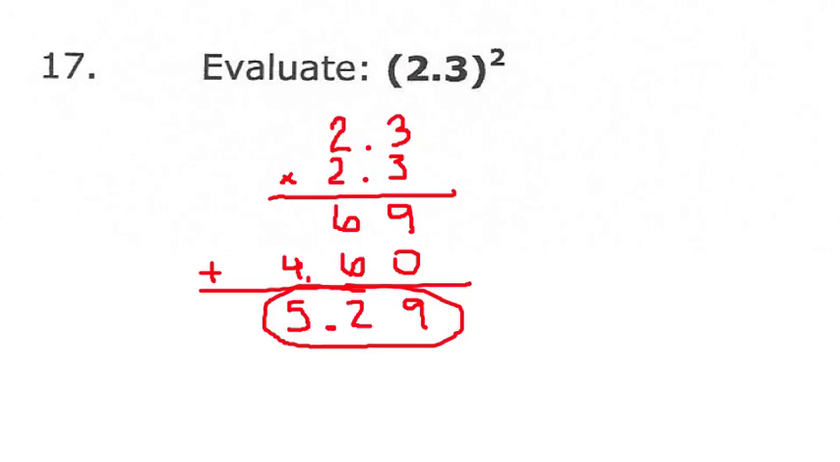Question number 17. Evaluate 2.3 squared. And so to multiply 2.3 times 2.3, remember to multiply like you normally would, and it would be 529, and then you check to see how many times you need to swoop the decimal. So in this case, you need to swoop it 2 places. So your final answer is 5.29.